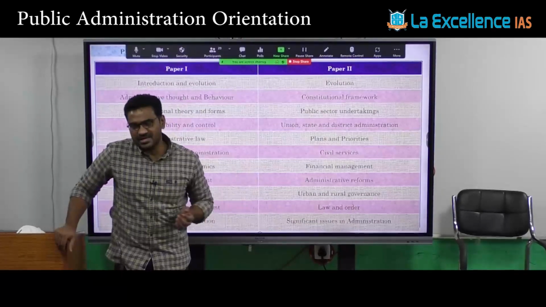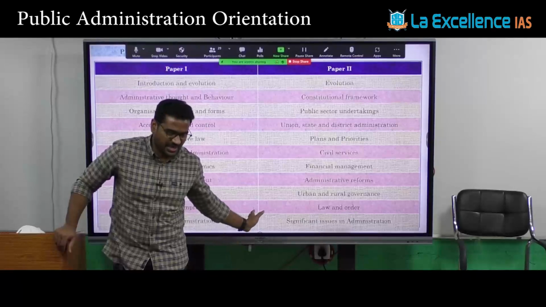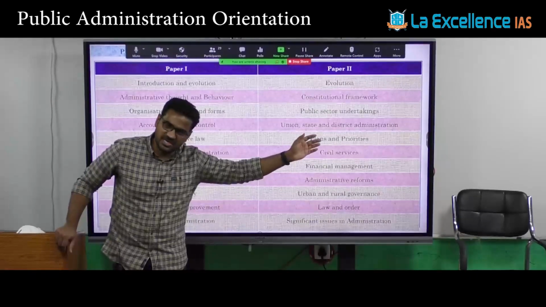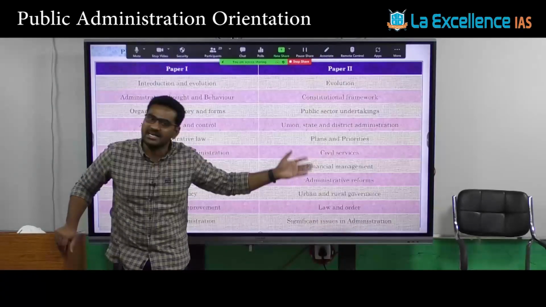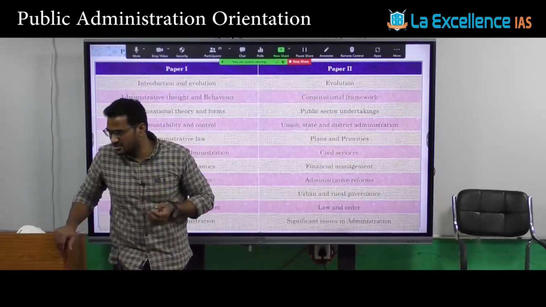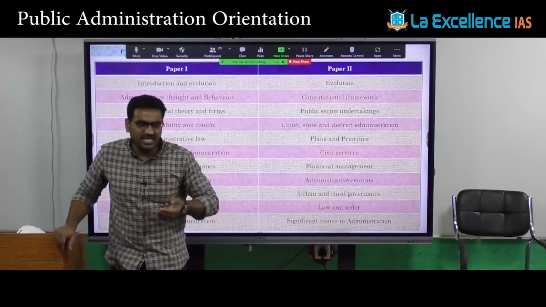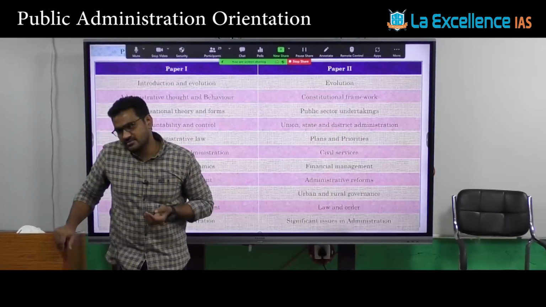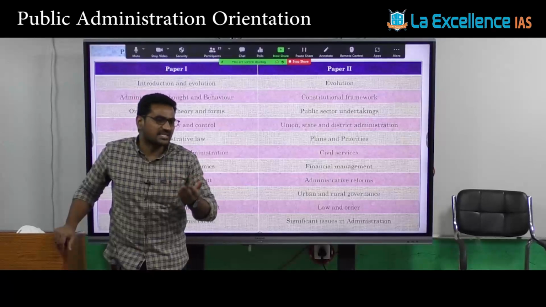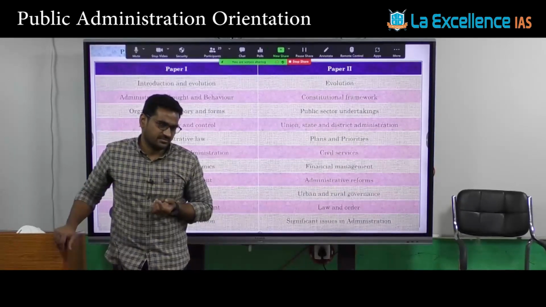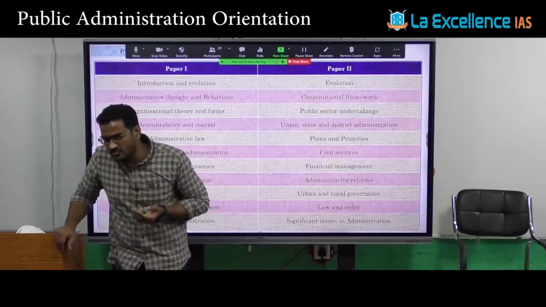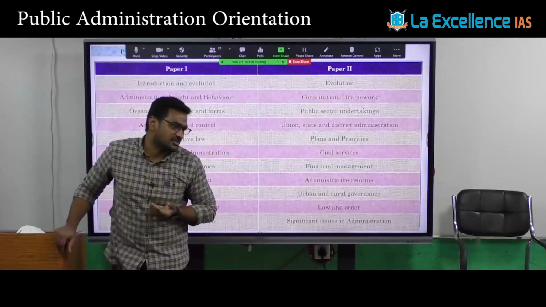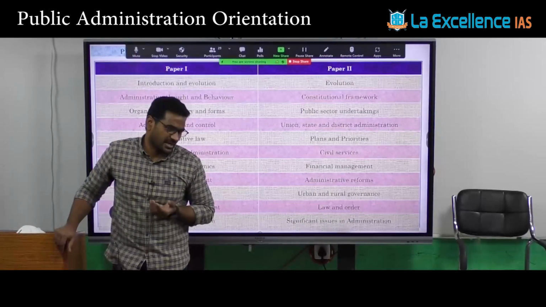And the last topic is financial administration, and here also there is a topic called financial management. We will be discussing these two topics at a time. Financial administration and financial management. Financial administration means we focus here on how government is mobilizing the resources. For administration, you need money, no? So how government is mobilizing those resources, right?